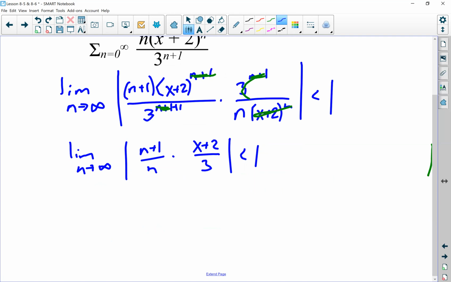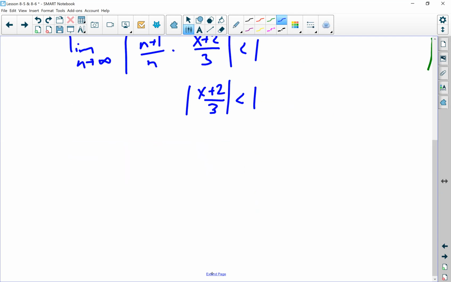As n goes to infinity, what happens to n plus 1 over n? It goes to 1. Yep. So now I can get rid of the limit and just concentrate on the absolute value of x plus 2 over 3 being less than 1. I'm going to leave the absolute values on until I get that term with just x by itself. So I'm going to multiply both sides by 3.